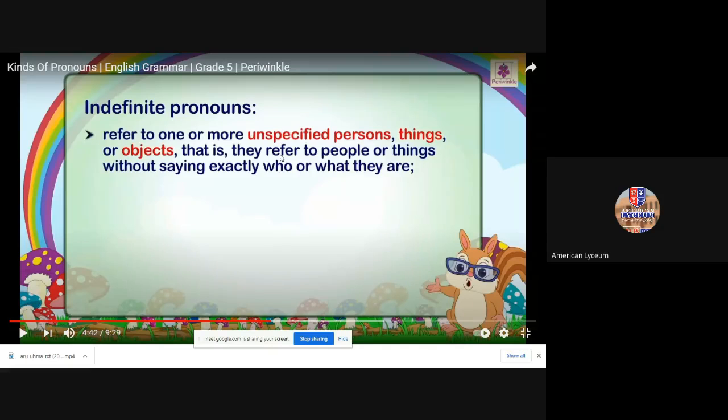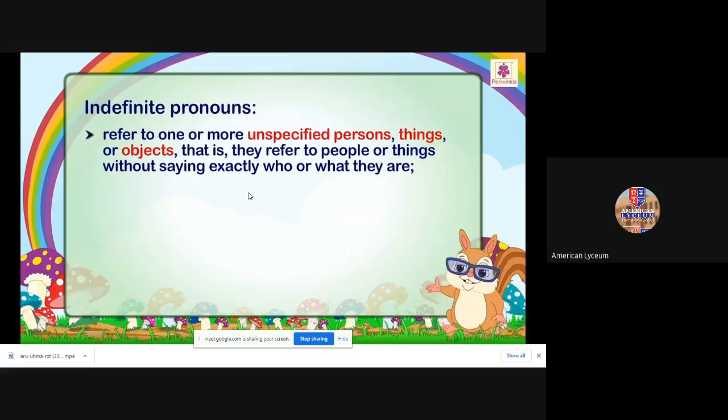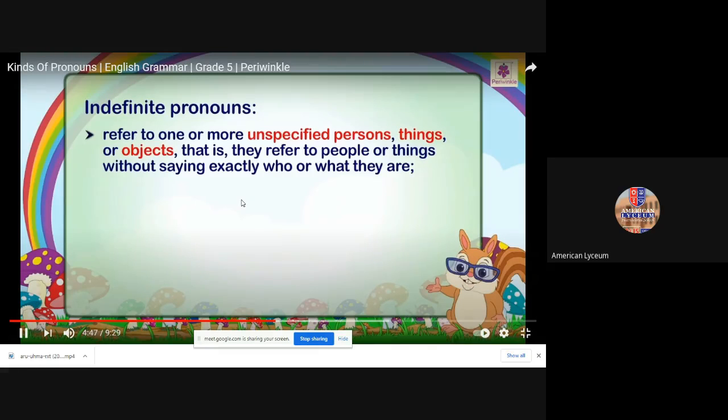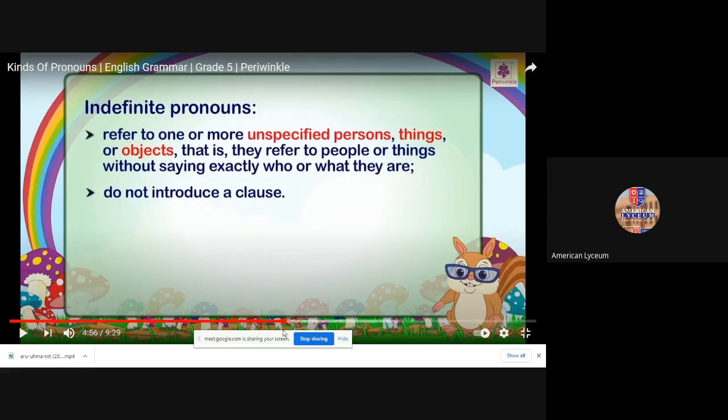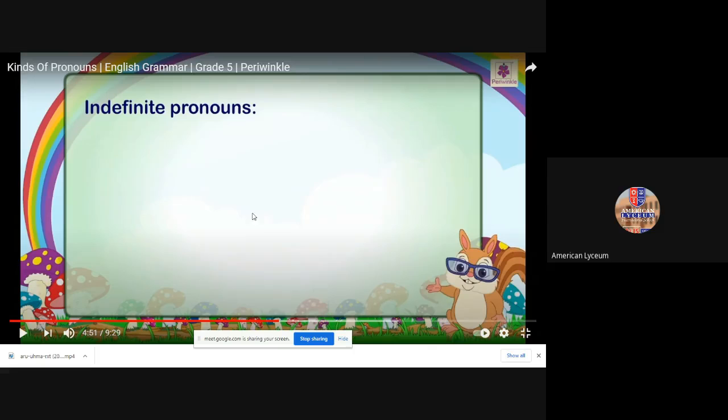So when we refer to unspecified persons, things, or objects, we use indefinite pronouns. Everyone, anyone, these are indefinite pronouns. That is, they refer to people or things without saying exactly who or what they are. For example, there wasn't enough room for everybody.